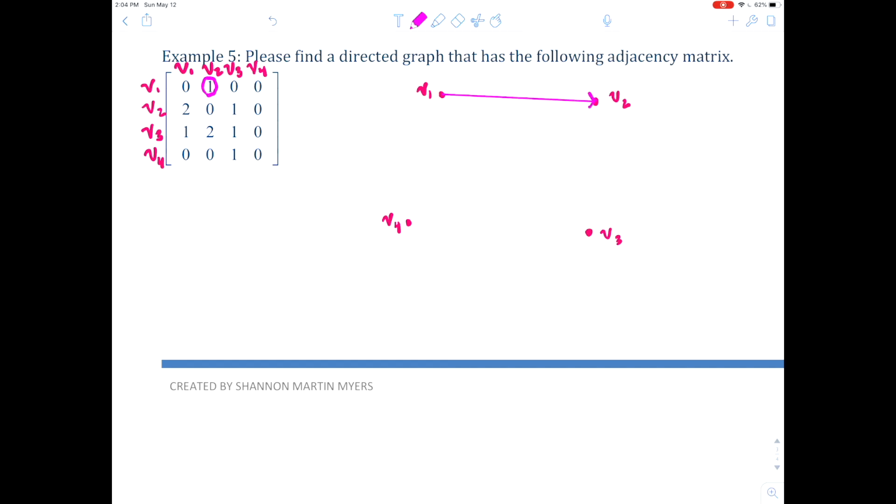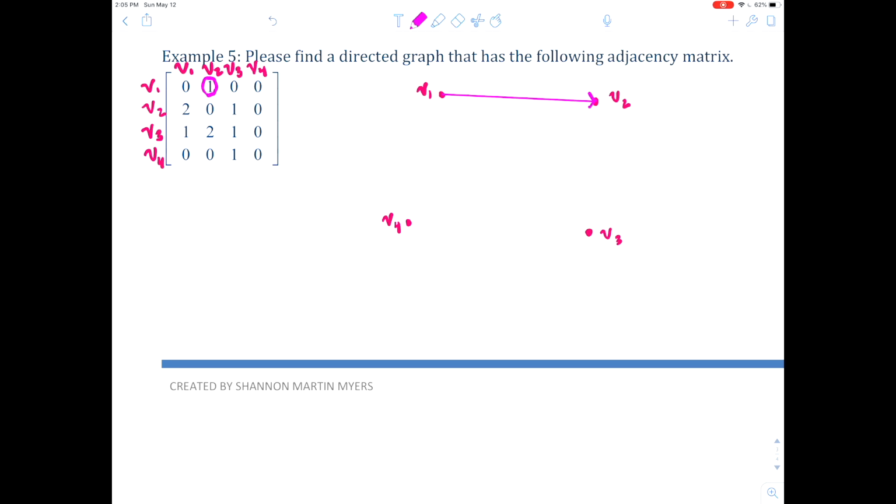And then you might want to kind of look ahead, because if there are parallel edges, you might want to do more of an arc instead of a straight line. Just depends. All right, so then there's no other arrows that go from V1 to any other vertex. Now, going from V2 to V1, there's actually 2 arrows.